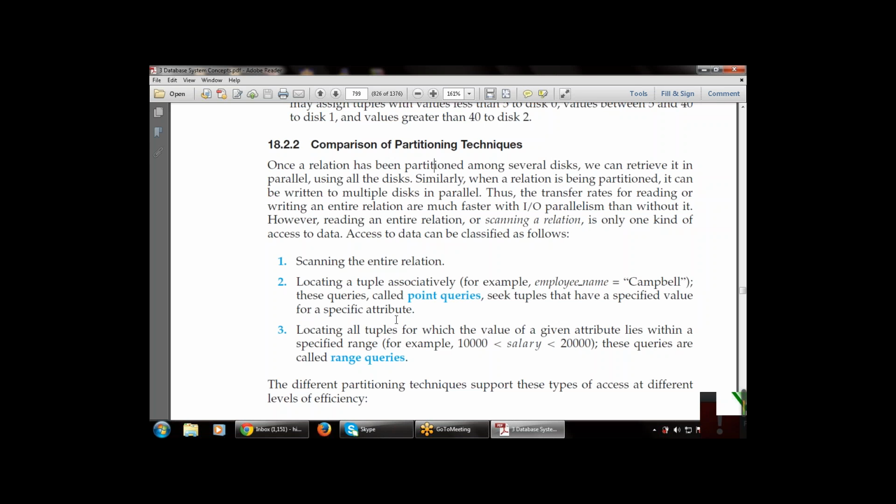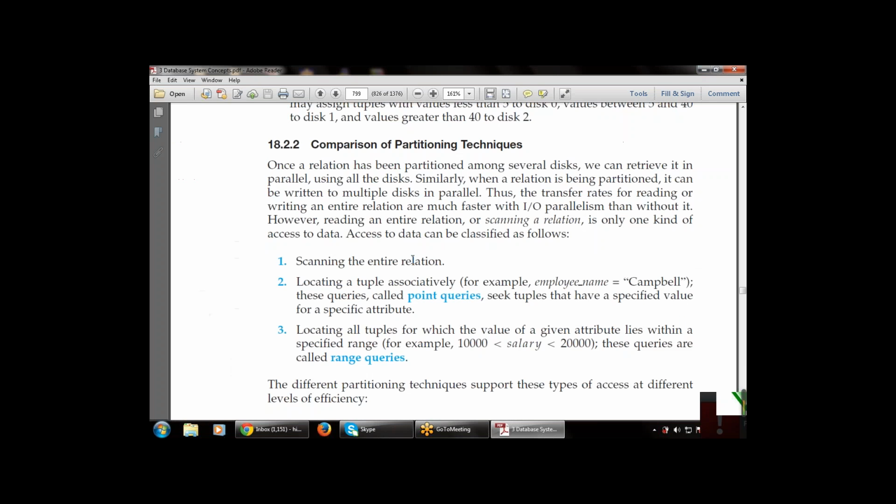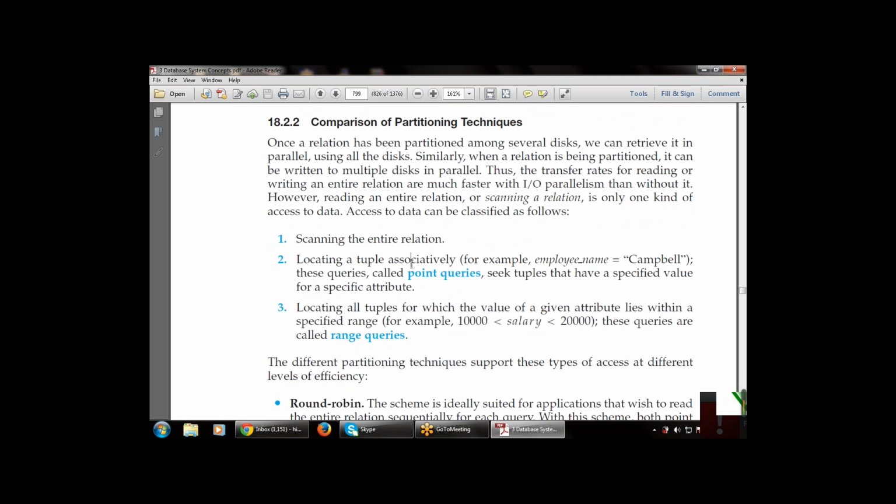However, reading an entire relation, or scanning a relation, is only one kind of access to the data. Access to data can be classified as follows. What are the various accesses by which we can access the data? First of all, scan the entire relation. That is one way to access: scan the database, scan the entire table.